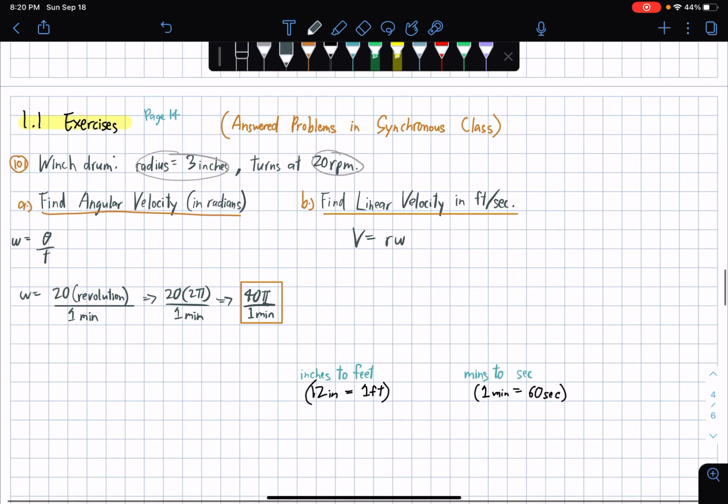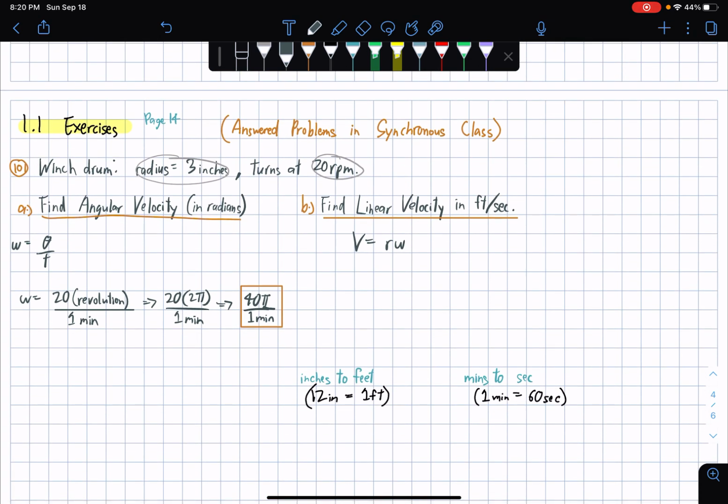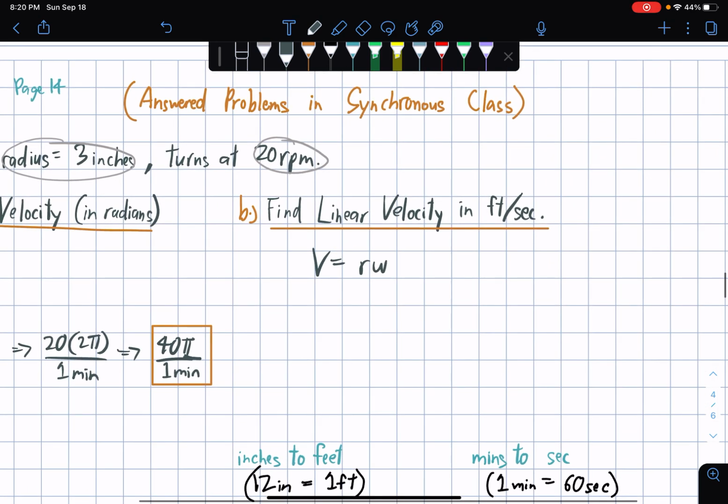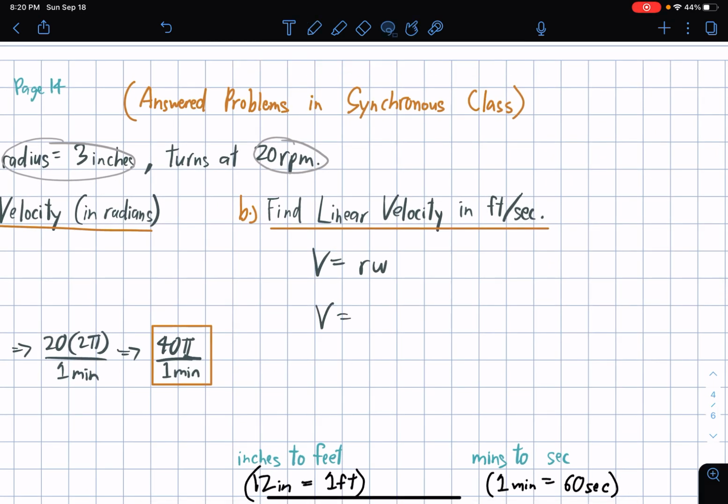That's better. Okay, for letter B, we have to find the linear velocity in feet per second. So I've already laid out here the conversion values. 1 foot is equivalent to 12 inches. I hope that's already familiar to you. 1 minute to seconds, that's already pretty obvious. I think this is one of the easiest conversion factors to memorize. So to find the linear velocity in feet per second, so V, it should be in black color.